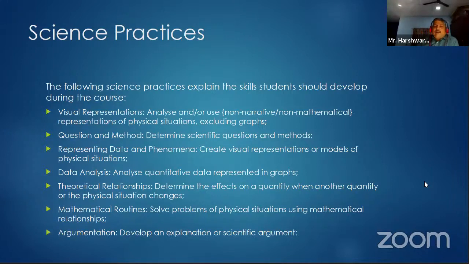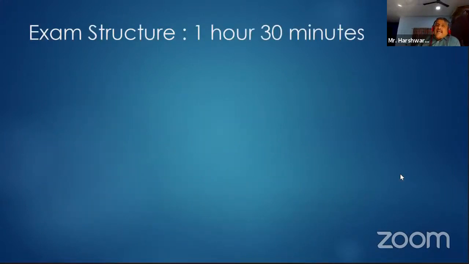Finally, argumentation, where we develop an explanation or a scientific argument for a particular result that we obtain. Mostly this is related to the laboratory work as well, because in the free response section of the Physics C paper, you have at least one question which is directly lab work or experimental in nature. For those types of questions, you need to develop an explanation or a scientific argument for the problem which is given, and come out with a solution for that. Coming to the exam structure.